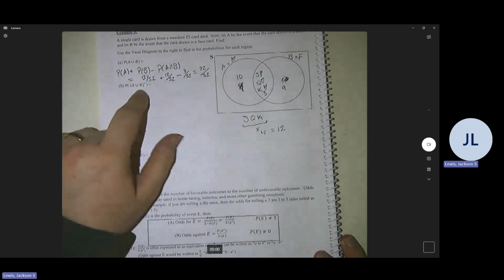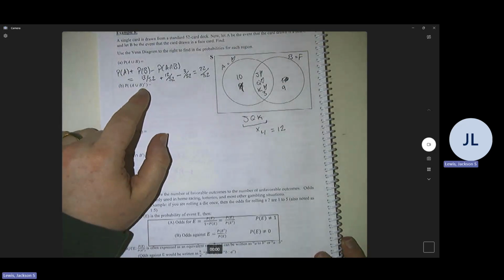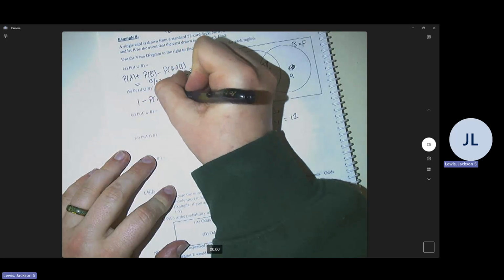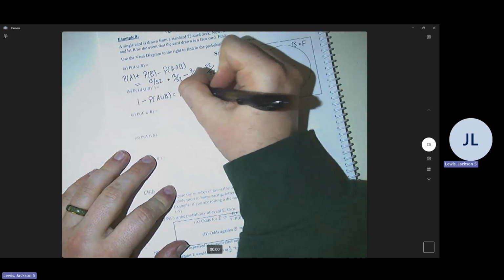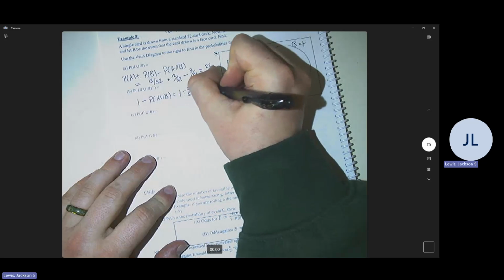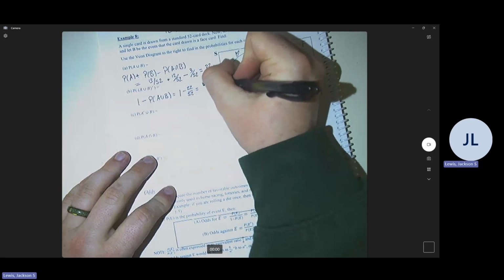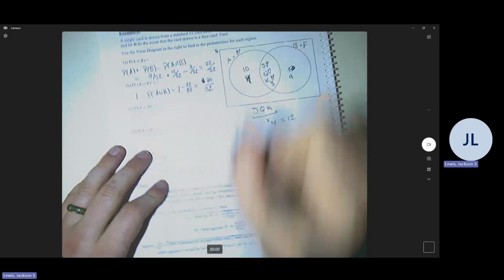Now I want to find the complement of this. What are the odds that I draw neither a heart nor a face card? This is just going to be 1 minus the probability that I draw a heart or a face card. This is 1 minus 22 over 52, which is 30 over 52. So the odds that I draw a card that is neither a face card nor a heart is 30 in 52. There are 30 of those cards in the deck.